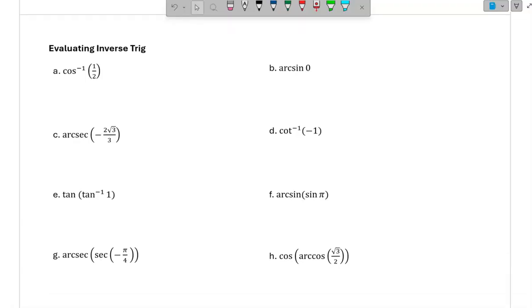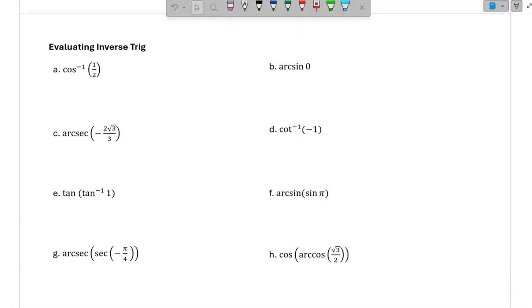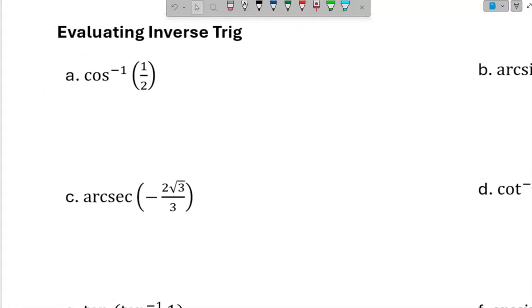So let's go ahead and do just that. Let's evaluate some of these inverse trig functions. We're going to start with letter A, the inverse cosine of 1/2. One thing that might help when you're processing this is that really what it's saying is: cosine of what angle is going to give me a ratio of 1/2?